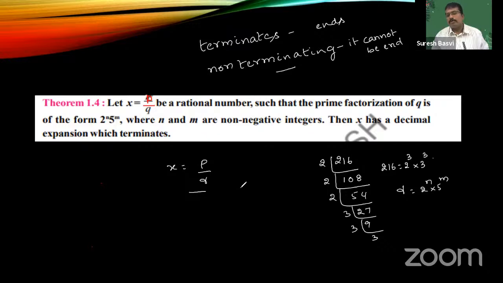After factorizing q in p by q, after prime factorization, if it is in the form of 2 power n into 5 power m, then this x is going to terminate.